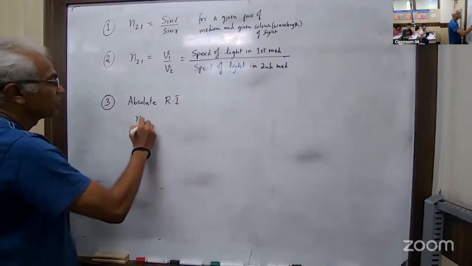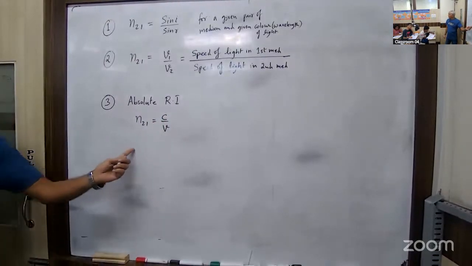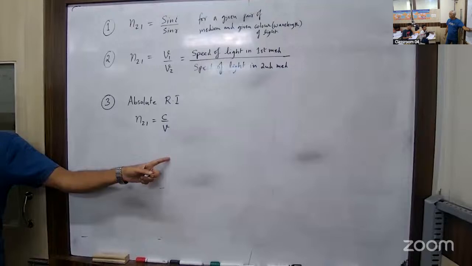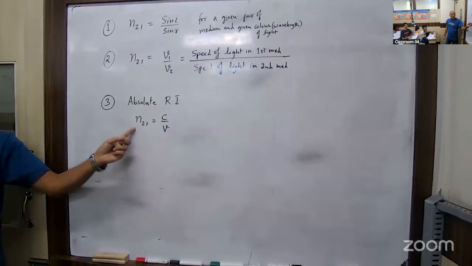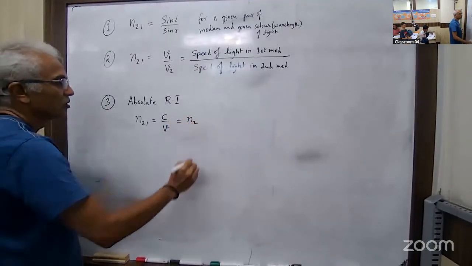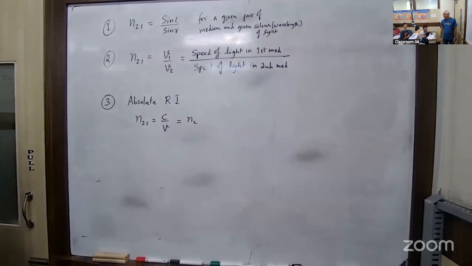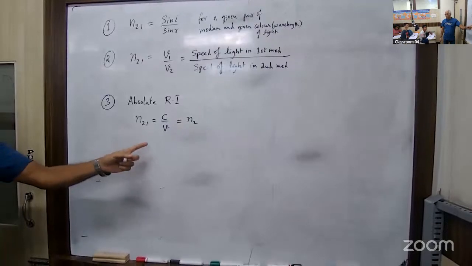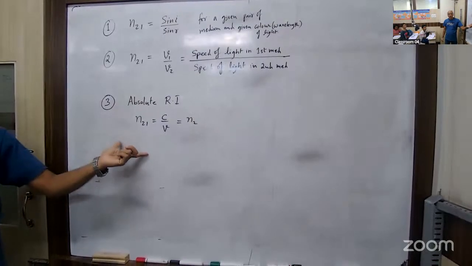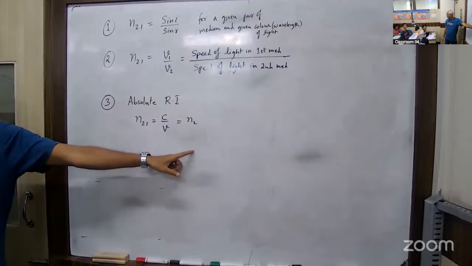So this is defined as N21 is equal to C by V. What is absolute refractive index? When the first medium is air or vacuum, then the refractive index of the second medium is just written as N2. The first medium is not specified. Okay? In this case, the first medium is not specified. So whenever we talk about absolute refractive index, it means refractive index of the refracting medium, the second medium.